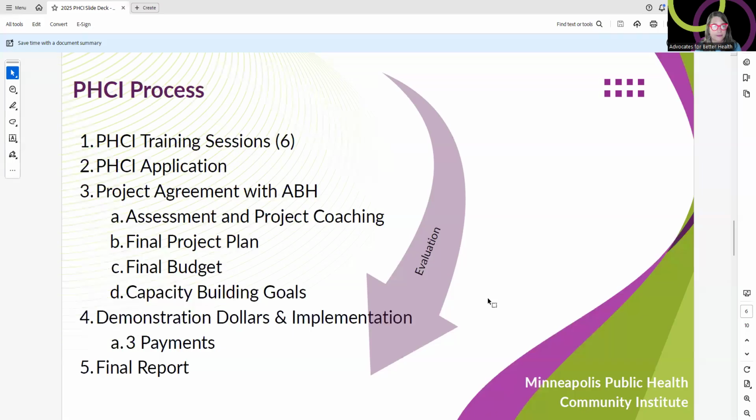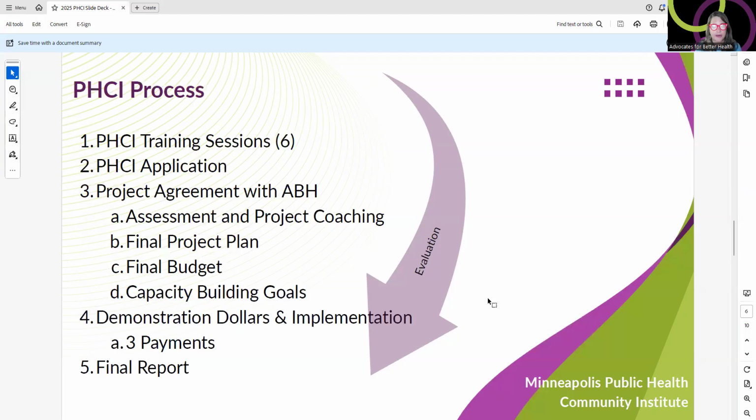So the Public Health Community Institute is a project of the City of Minneapolis. Advocates for Better Health is one of the contractors for training and to support you to get your demonstration dollars. Here is the basic outline of what the project is, and there is a website that I will put into the YouTube description for this video, but I hope that you are well acquainted with the city's website and the information.